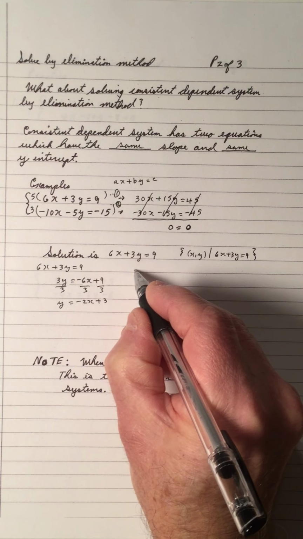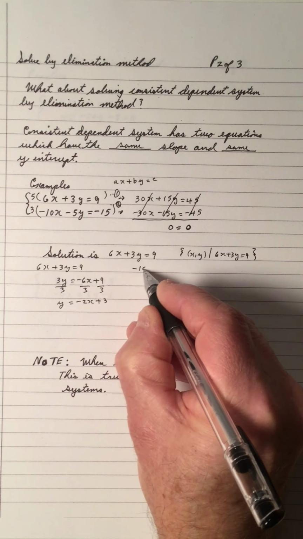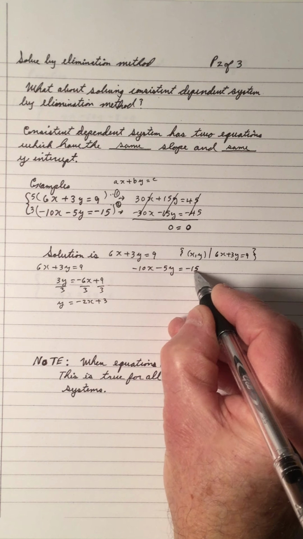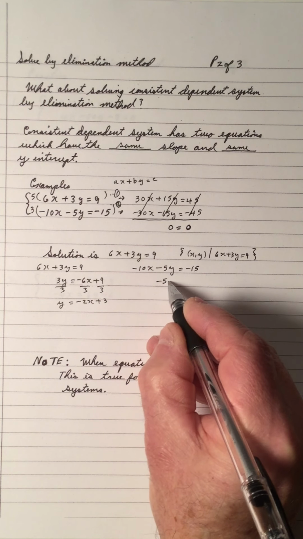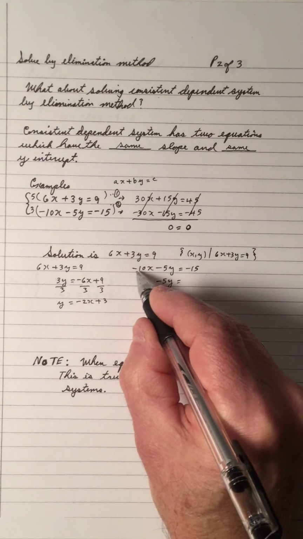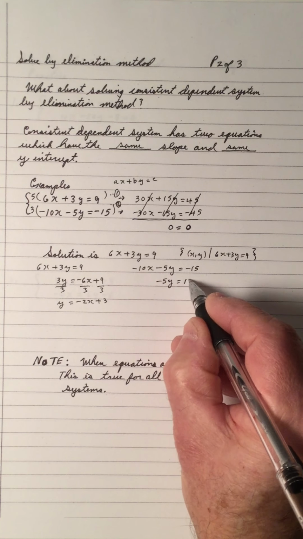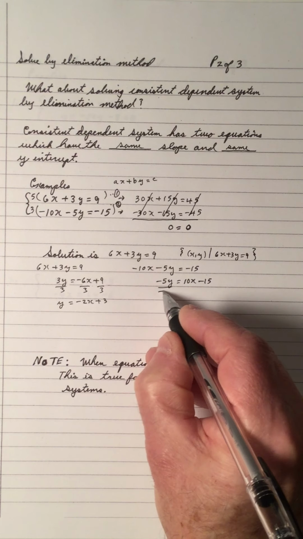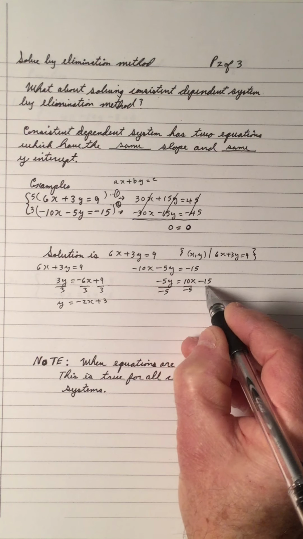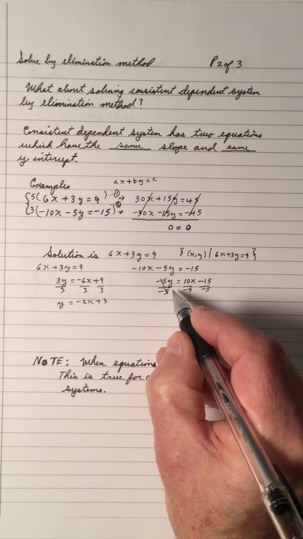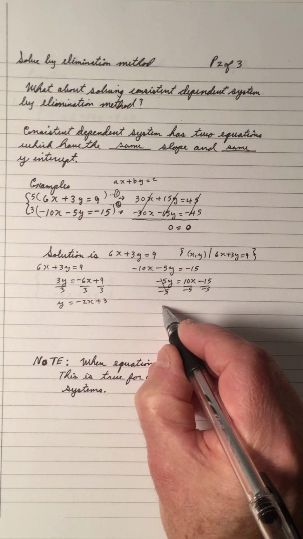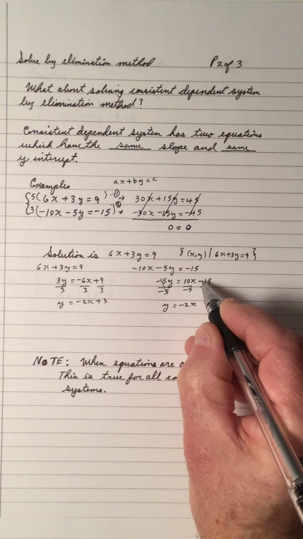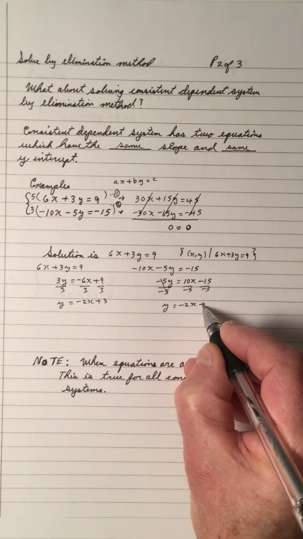I'm going to write down the second equation, which is negative 10x minus 5y equals negative 15. I'm going to solve this equation for y, y equals mx plus b. 10x moves over, negative 10 becomes plus 10. 15 is already there, so it won't change sign. Divide by negative 5. Negative 5 divided gives me a 1. 10 divided by negative 5 is negative 2x. Negative divided by negative, positive 3.